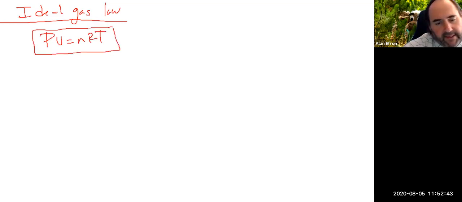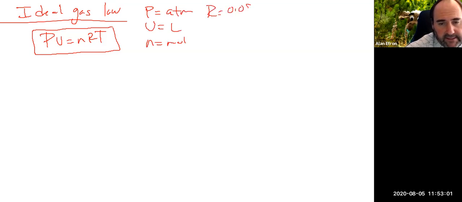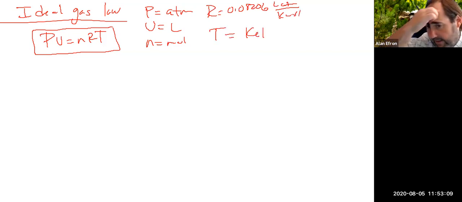And remember that the ideal gas law, unlike the other ones, is for sort of a one case situation. And here, though it is the most restrictive, pressure has to be in atmospheres, volume has to be in liters, n is in moles, R is our gas constant, 0.08206 liters atmosphere per Kelvin mole. Our T is our temperature, which needs to be in Kelvin as well.